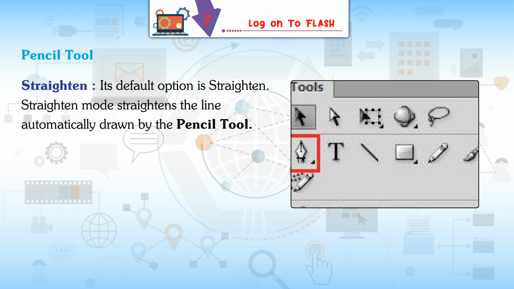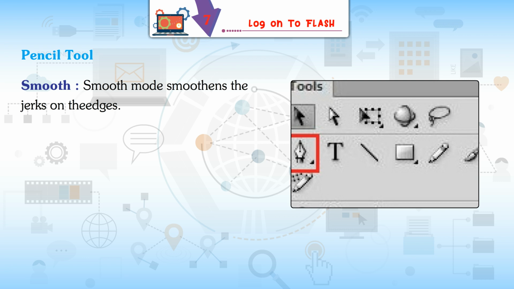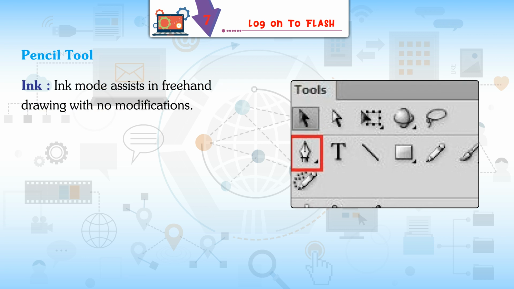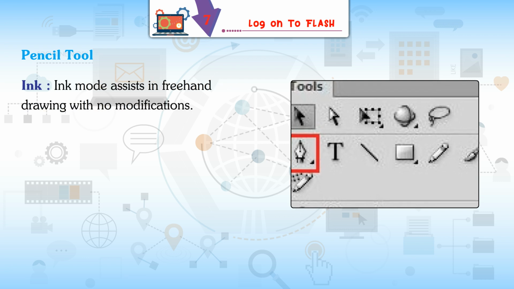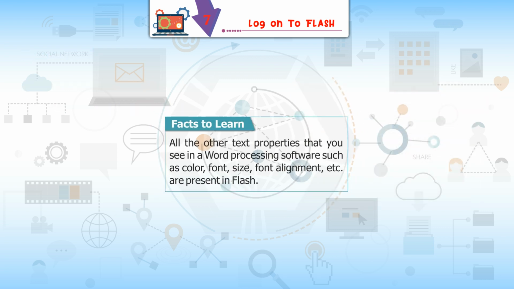Straighten. Its default option is straighten. Straighten mode straightens the line automatically drawn by the pencil tool. Smooth. Smooth mode smoothens the jerks on the edges. Ink. Ink mode assists in freehand drawing with no modifications.